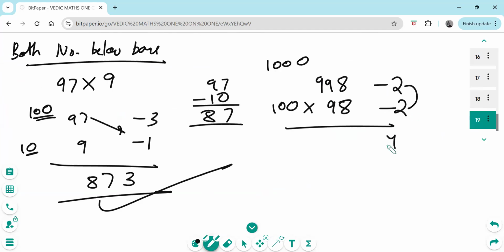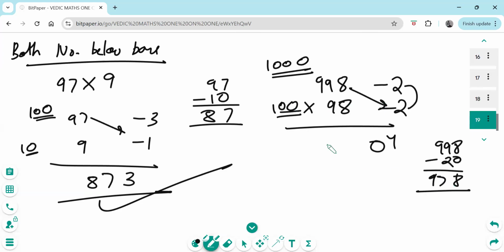2 times 2 is 4, but I will not write 4. Yes, you are right. I will write 04 because 2 zeros are there. Now I will not subtract 2. Can you guess what I'm going to subtract? There are 1000, there are 3 zeros, there are 2 zeros. I'm going to take one more zero over here. 978, and that is our answer.